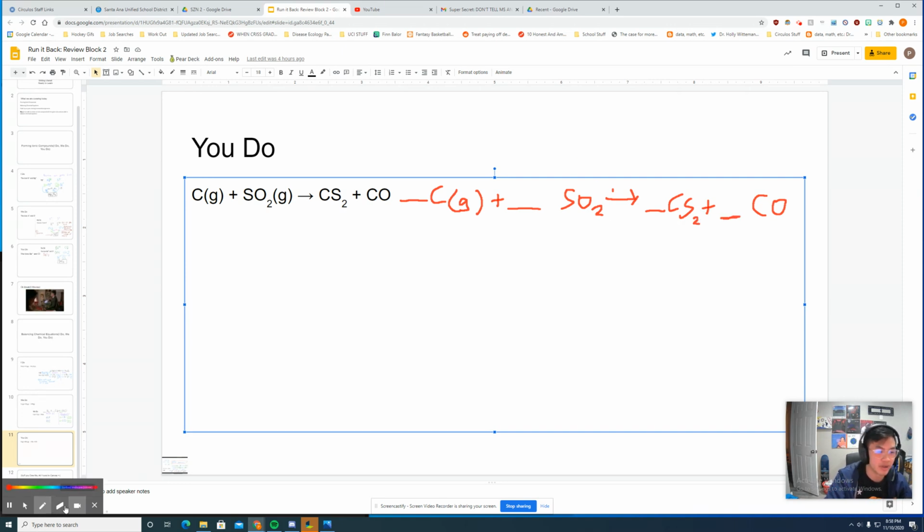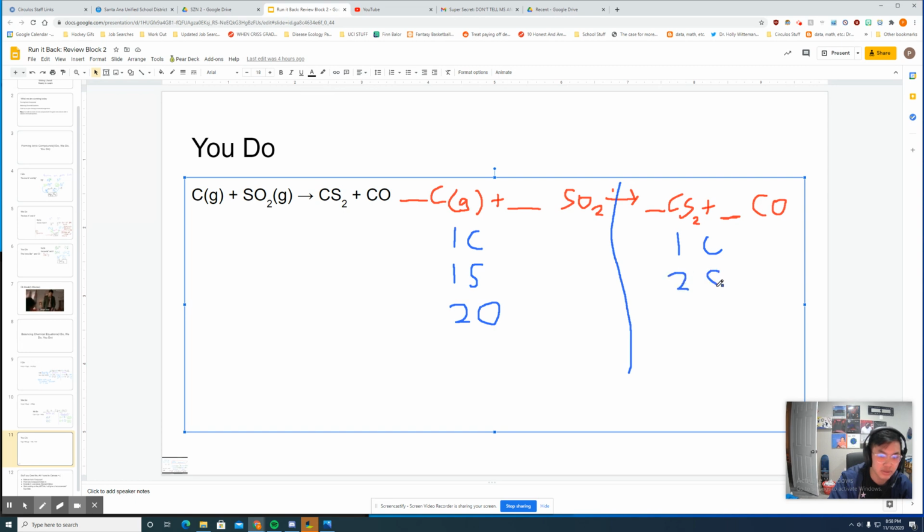Okay, so remember our first step. I'm gonna split it down the middle with the arrow. So I'm going to count the number of elements on each side. So I have one carbon, one sulfur, and two oxygens. Then I have one carbon, two sulfurs, and then one oxygen.